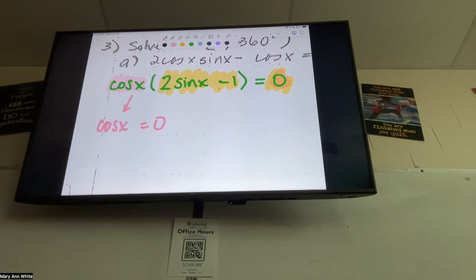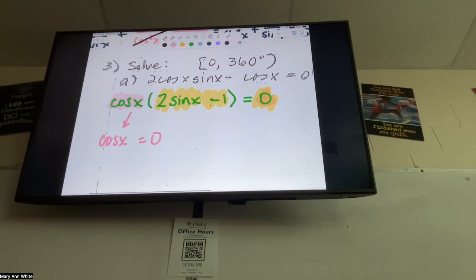This is just like the inverses that we've been doing the last couple of days. I asked myself, what angle has a cosine of 0? What angle has a cosine of 0? 90. And then this says that we need to go all the way from 0 to 360. Is there anywhere else on the unit circle that has a cosine of 0? 270. Good. So remember, cosine is your x value.